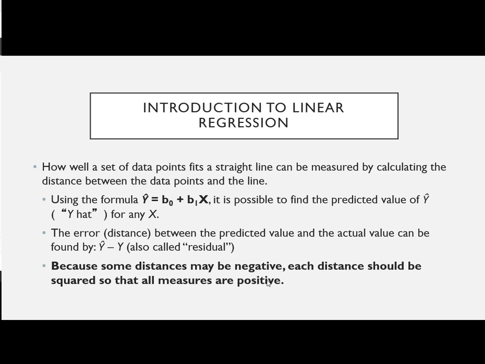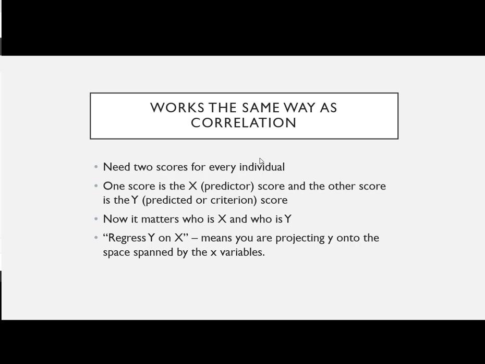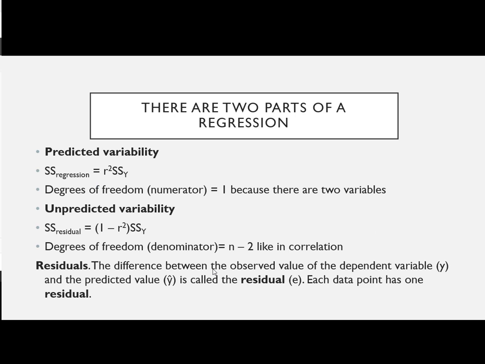And this is just kind of into the weeds about how this works. So it works the same way as correlation in that we need 2 scores for every individual. One score is the x predictor score, and the other score is the y, the predicted or criterion score. Now it does matter who is x and who is y. And like I said before, you'll see this sometimes. We regress y on x. Means you are projecting the y onto the space spanned by the x variables. There are 2 parts of a regression.